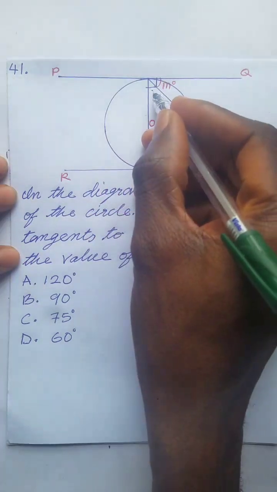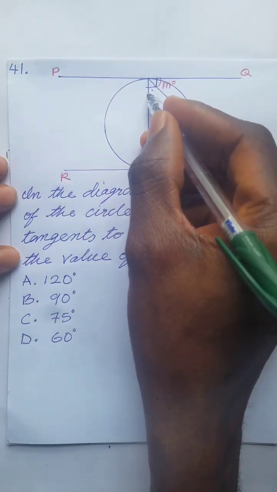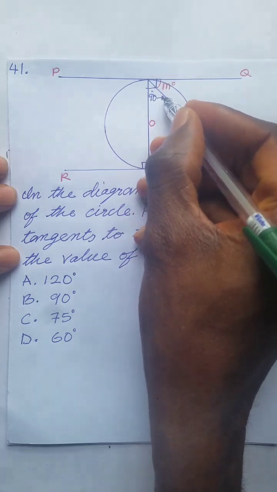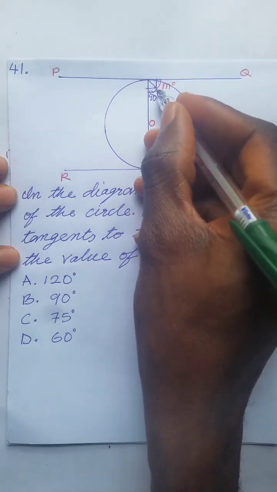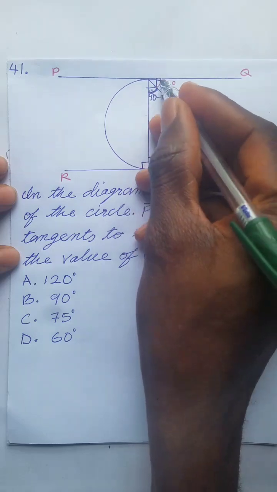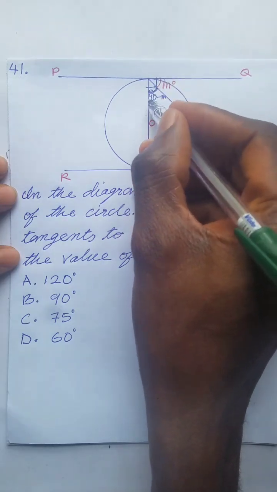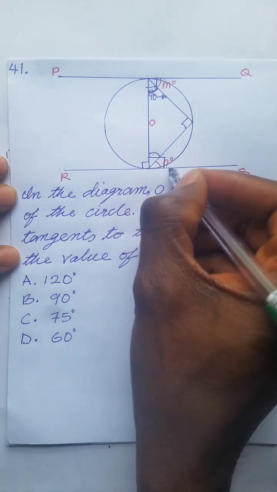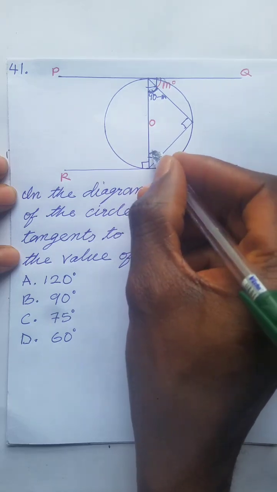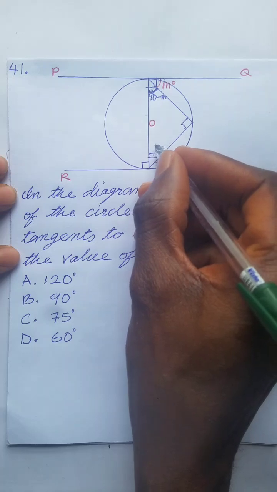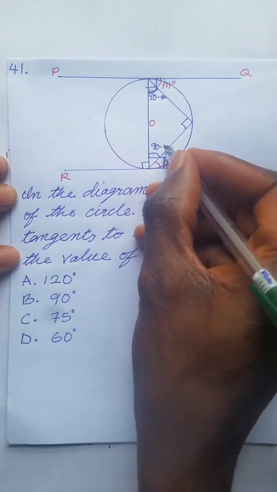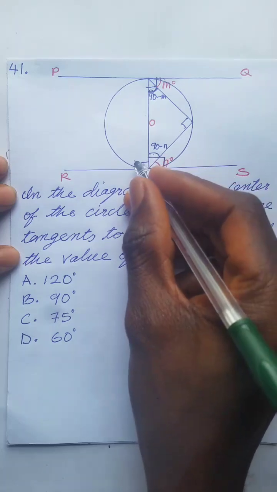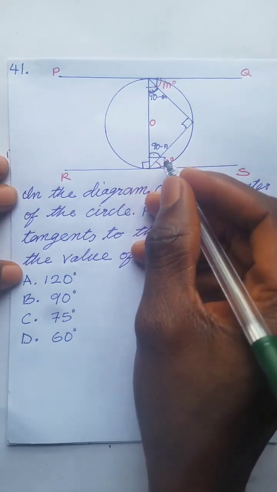How can I get this angle? Since this is 90 degrees, what will this place be? 90 minus m. That is just this place alone. Since this entire place is 90, this place is 90 minus m. The same thing with this. This entire place is 90. What will this side be? This will be 90 minus n. Since n is this other side, the other side will be 90 minus n. I hope you understand.